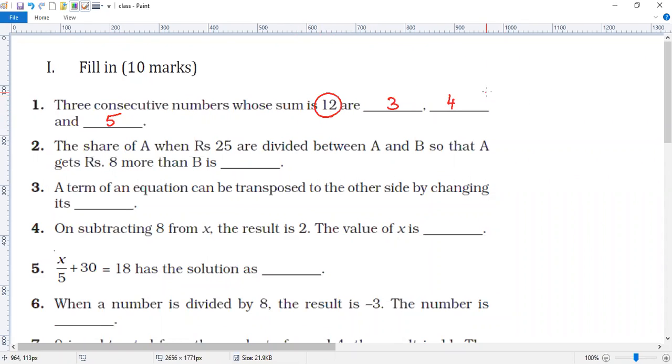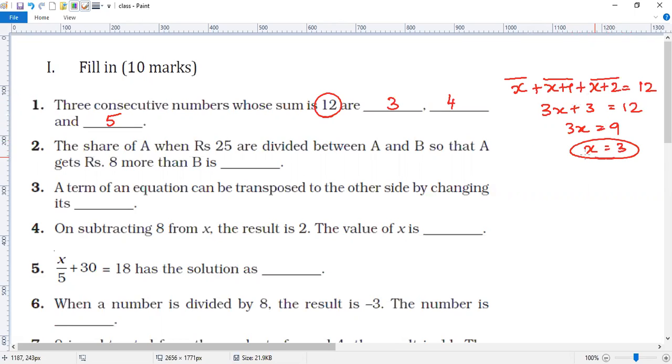But in the way of linear equations, if you assume the first smaller digit is x, then the next one will be x plus 1, and then the next one will be x plus 2. So the 3 consecutive numbers are x, x plus 1, x plus 2. The sum of all these 3 is 12. So it is 3x plus 3 is equal to 12, or 3x is equal to 12 minus 3, which is 9, and x is equal to 3. So this is how you can arrive at the answer.